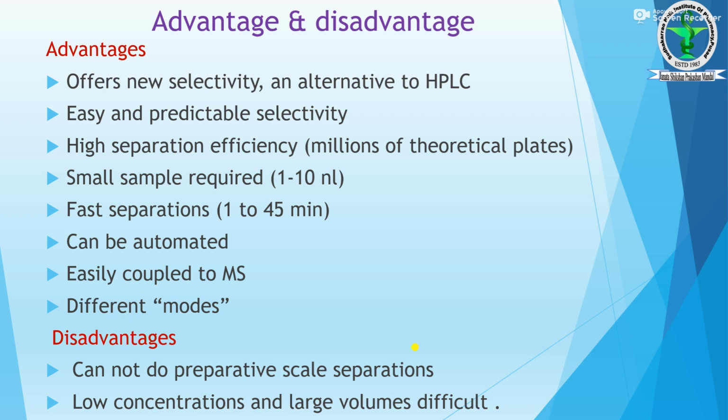Easy है, predictable है और selective भी है. High separation efficiency, millions of theoretical plates. इसकी separation efficiency बहुत ज़्यादा है because it is having millions of theoretical plates. Then small sample required. 1 to 10 nanoliter sample we are required for separation. Faster separation because it requires 1 to 50 or 45 minutes for the separation.